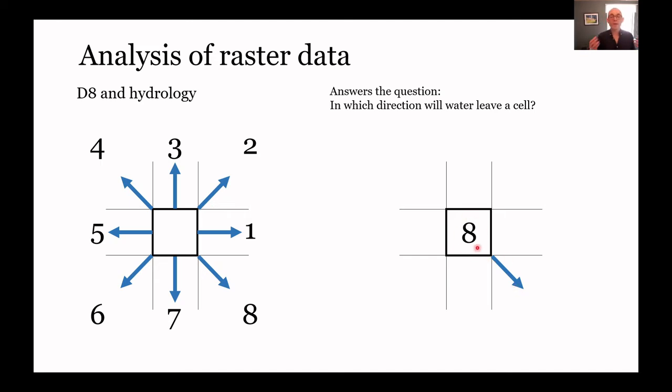So whatever value it had in the DEM, whatever its elevation was, is now irrelevant. We know that it's going to send its water in that direction. That cell sends its water in that direction, whatever its height was. We've got rid of that now. We're just looking at the direction it sends water. And in this case, number 8 is equivalent to sending the water down to the bottom right, sort of southeast.